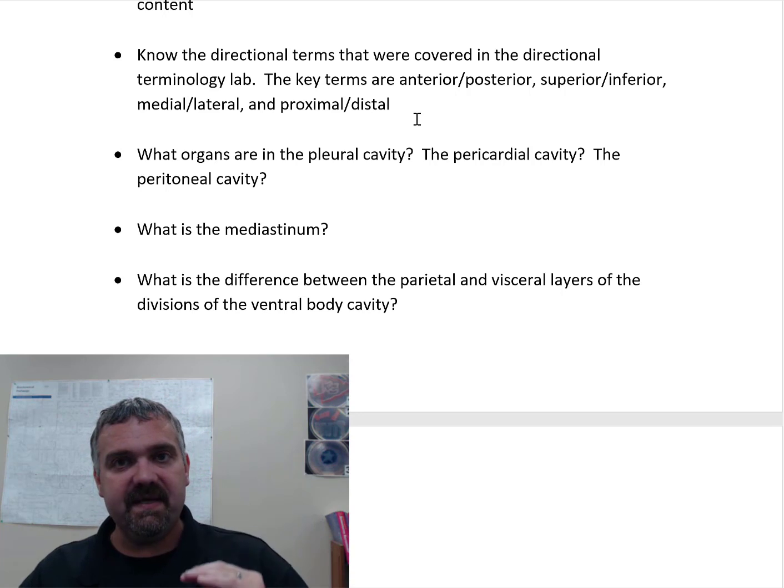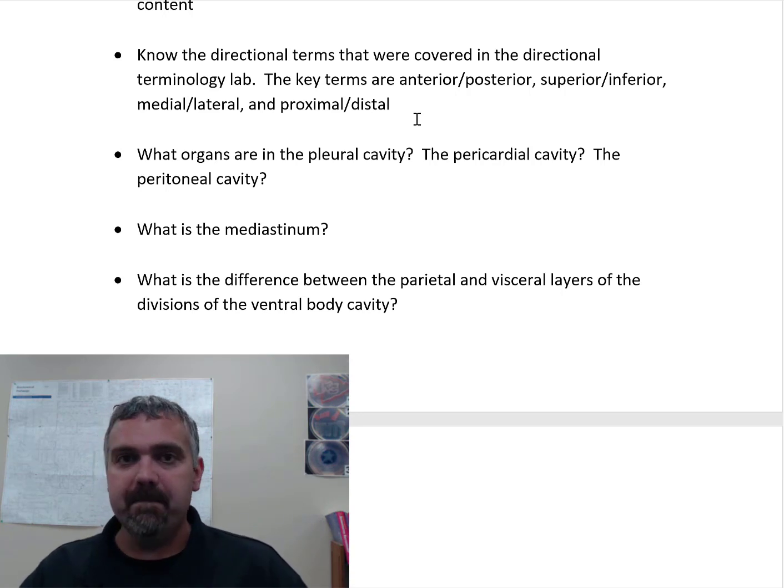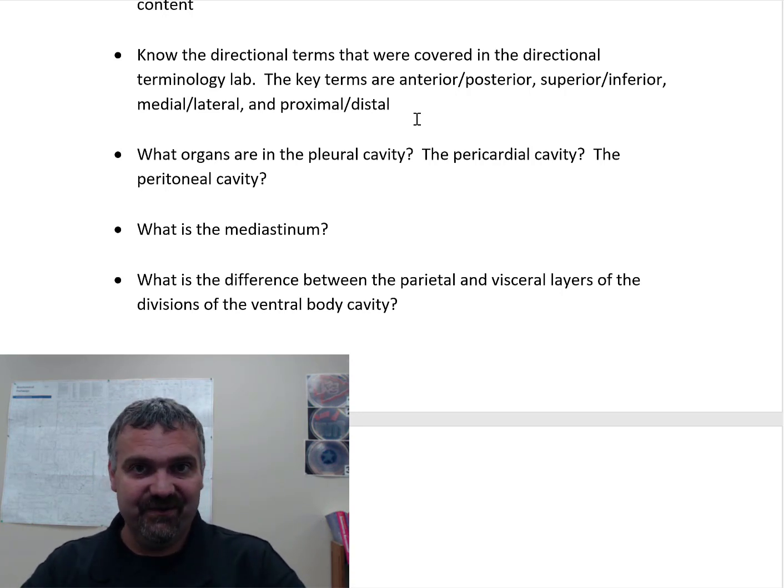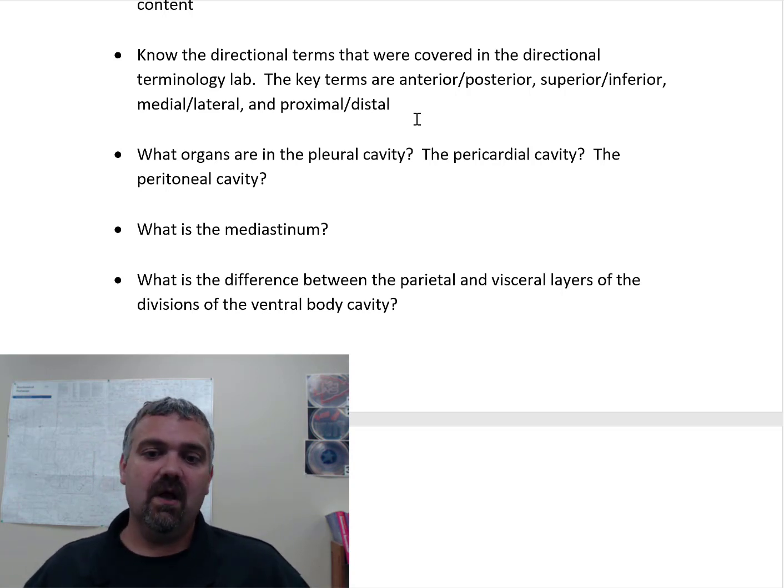Superior means towards the top, inferior towards the bottom. Medial means towards the middle. That's a good one. Lateral, away from the midline. So medial, towards the midline. Lateral, away from the midline.